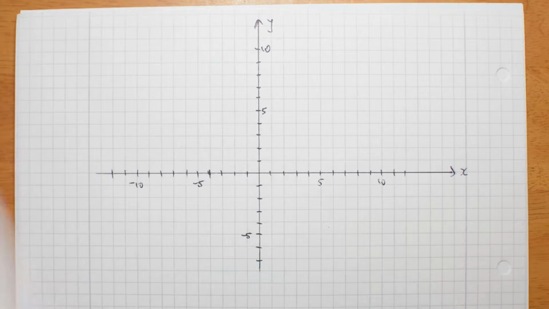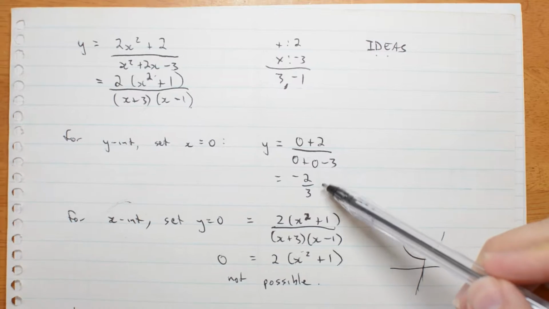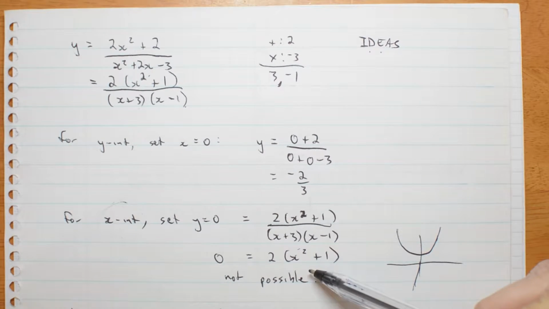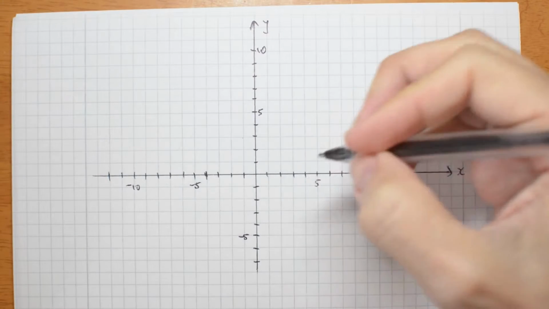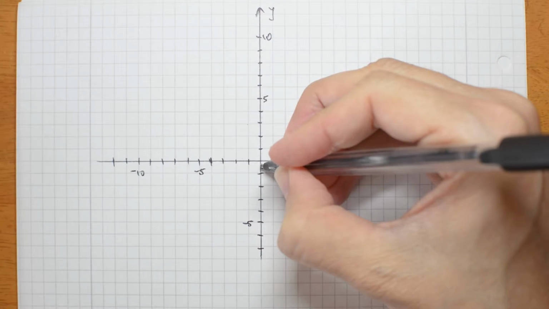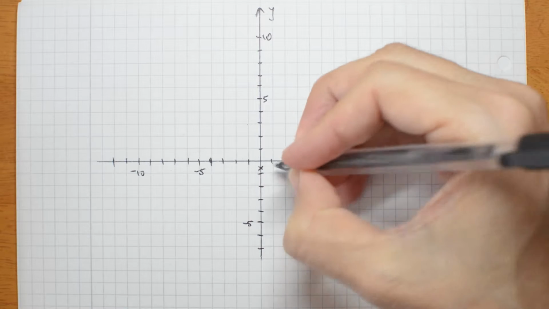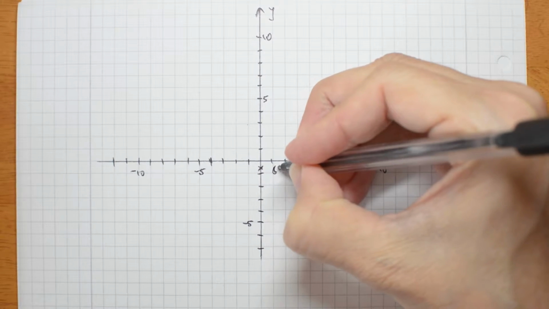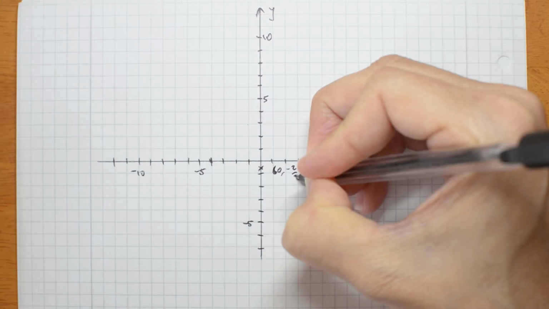All right, what do I know? I know the y-intercept is negative 2/3 and the x-intercept doesn't happen. Y-intercept is negative 2/3. 0, negative 2/3.